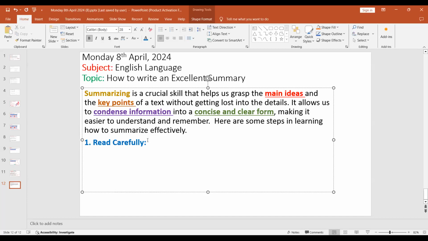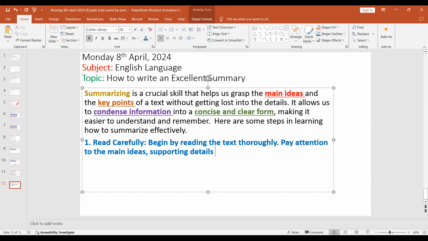So begin by reading the text thoroughly, right? Pay attention to the main ideas, supporting details, and the overall message conveyed by the author.